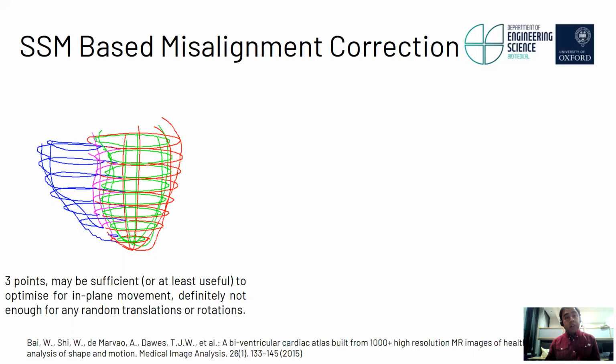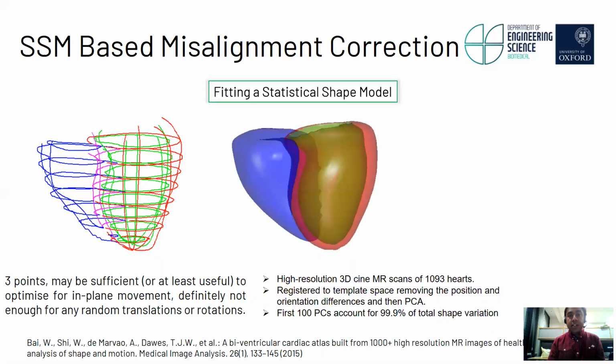However, we cannot solve that based on these two steps. So in order to solve the problem, here we have used a statistical shape model based method to optimally correct the misalignment between the slices. So we used a statistical shape model for this purpose.